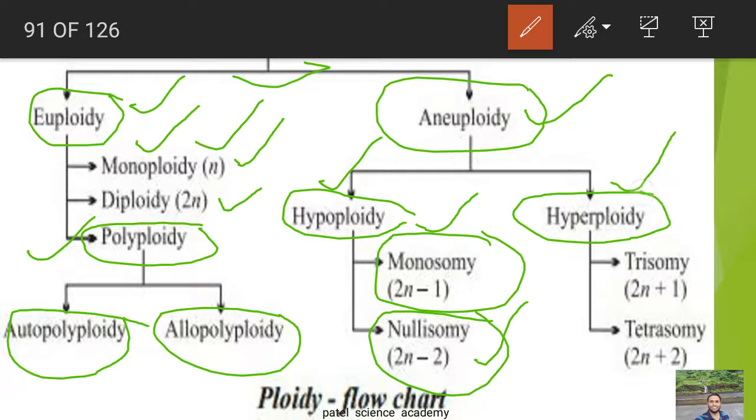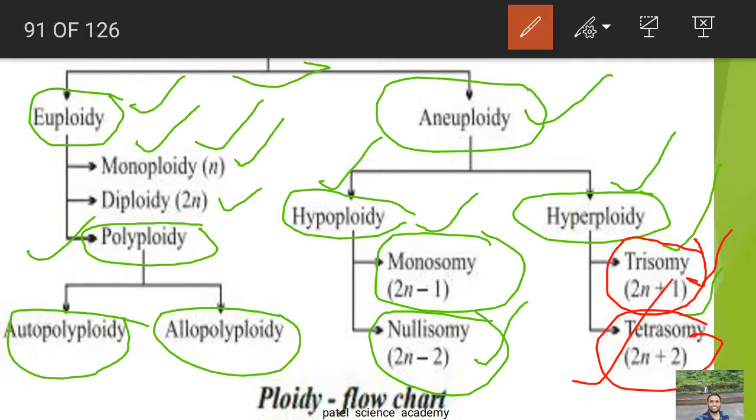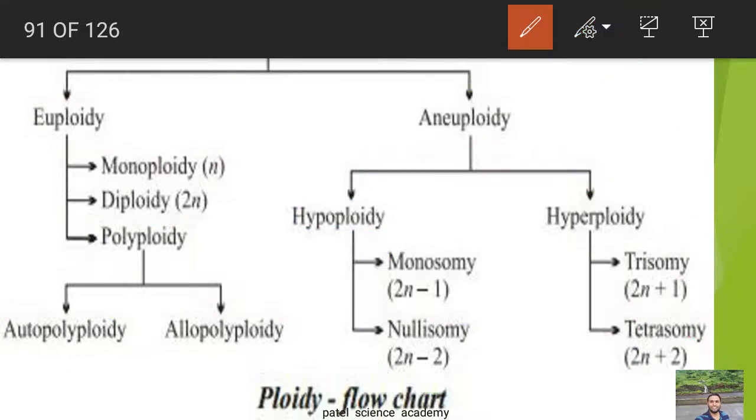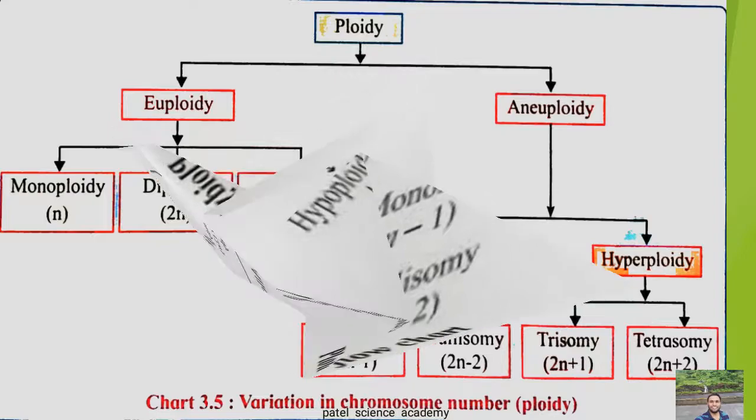Thereafter, in the hyperploidy, there may be trisomy condition or tetrasomy condition. In the trisomy condition, one chromosome is extra in the gamete, that is 23 plus 1, that is called 24. And in the tetrasomy, two chromosomes may be extra in number. So this is about the ploidy and their number.